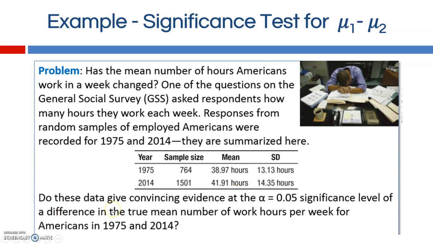And the question is, do these data give convincing evidence, at the alpha equals 0.05 significance level, of a difference in the true mean number of work hours per week for Americans in 1975 and 2014? So all they're asking for is a difference. They are not asking whether or not one is greater than the other. It's just, is there a difference? Now we can see a difference. It looks like we're working more on average in 2014 than we did in 1975.